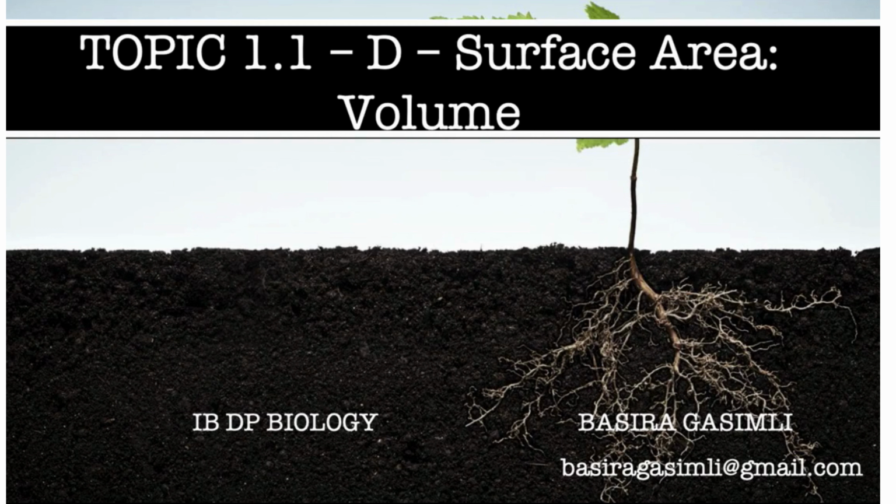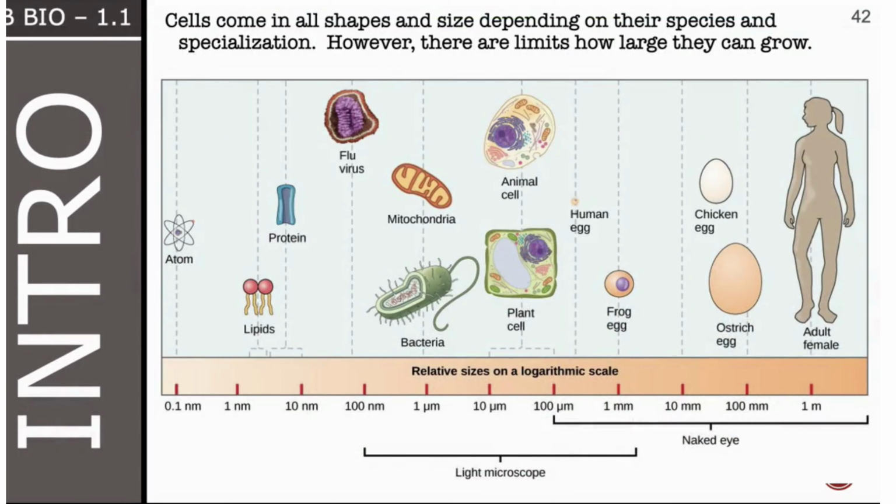We're going to talk about the second part of the intro to cell. Today we're going to discuss surface area, volume, cell differentiation, and stem cells. So let's get started with the surface area and volume.